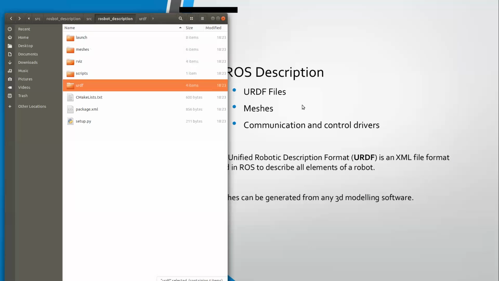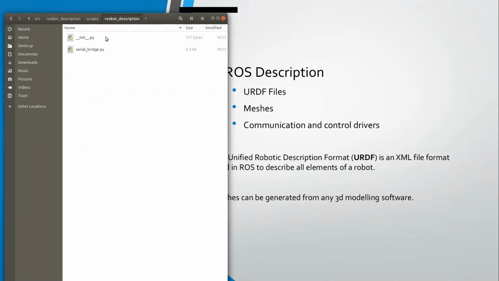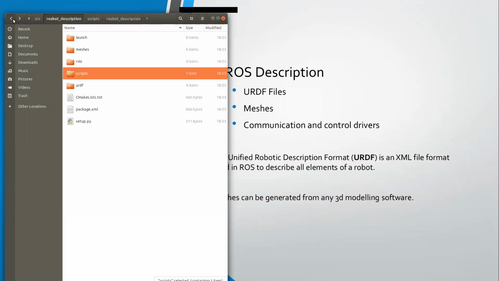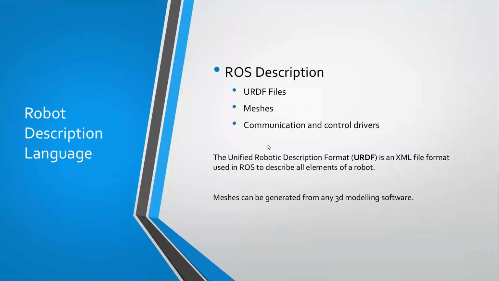And finally, we have communication and control devices. If you look at these scripts, there is a serial bridge which enables communication with the robot's internal structure. So going back to this, robot description includes all these URDF modules, meshes, stuff like that. Yeah, URDF is an XML file format.